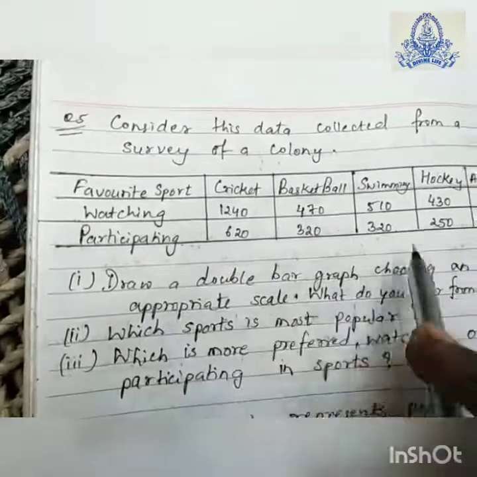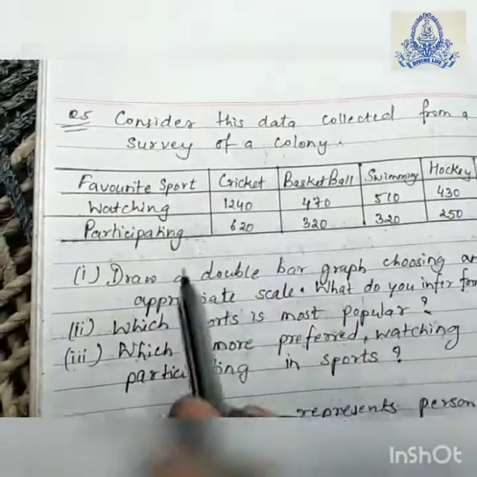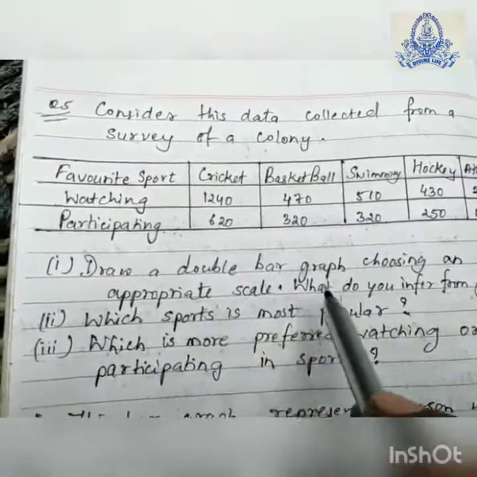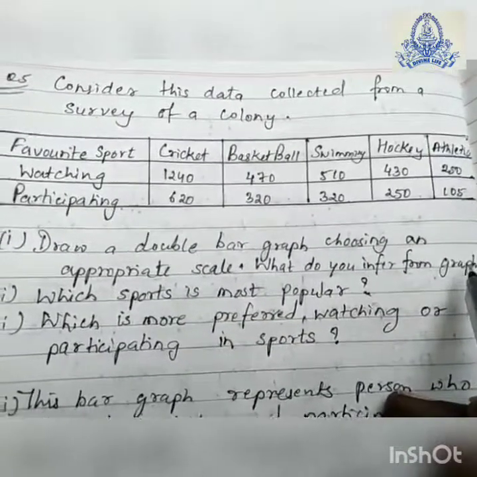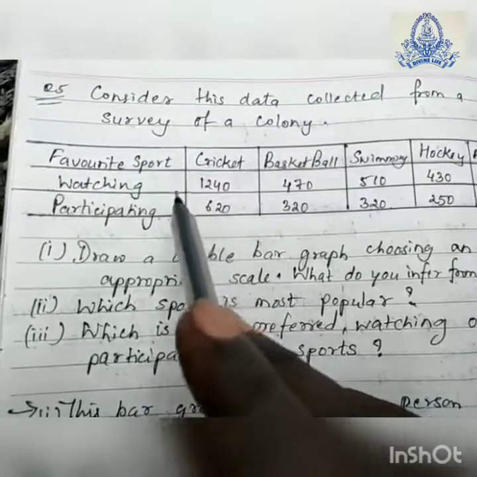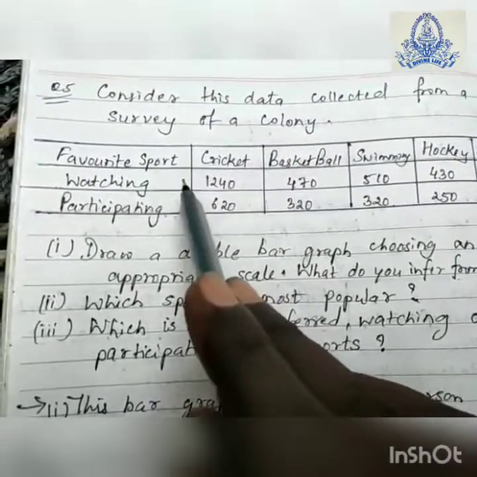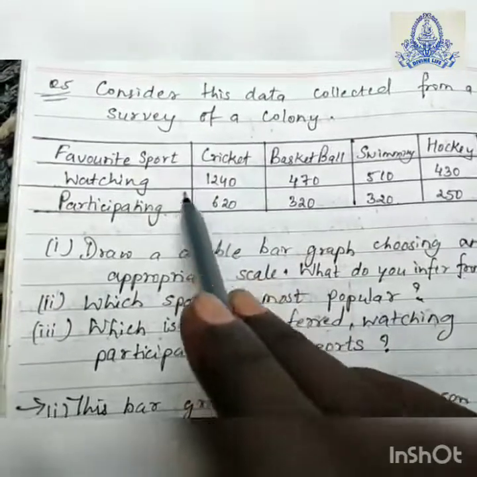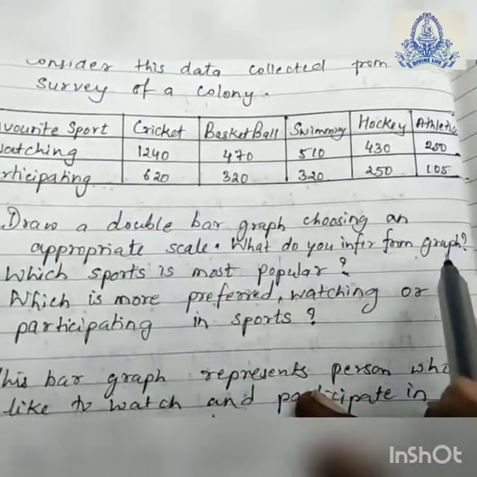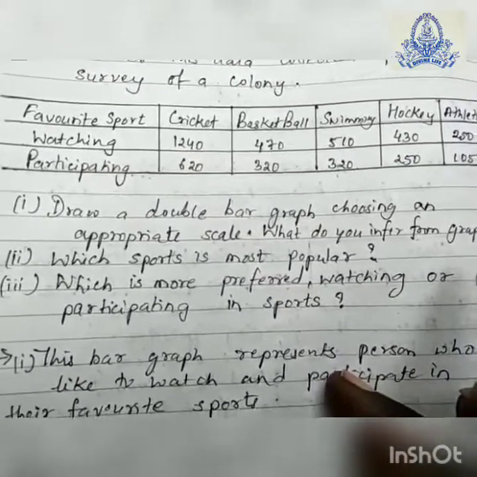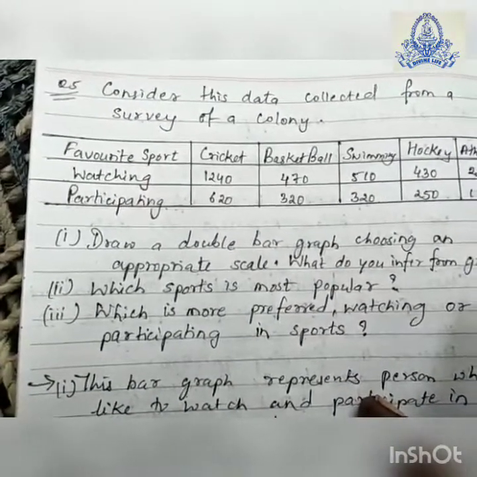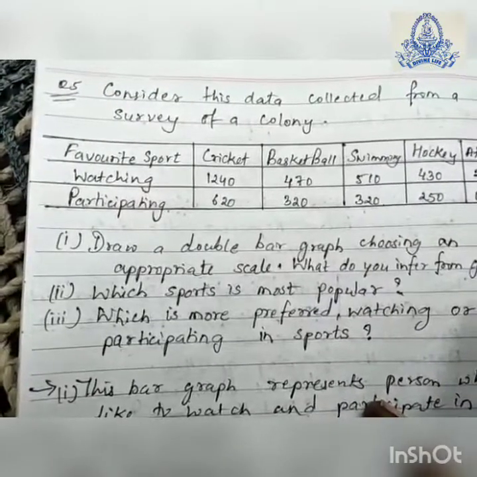So according to this, first of all we have to consider: draw a double bar graph choosing an appropriate scale. What do you infer from the graph? First question is to draw the bar graph, and here you have to draw a double bar graph because there are two data given for a single value. So you have to draw a double bar graph, and what you infer from the graph means the information you are getting out of that graph data.